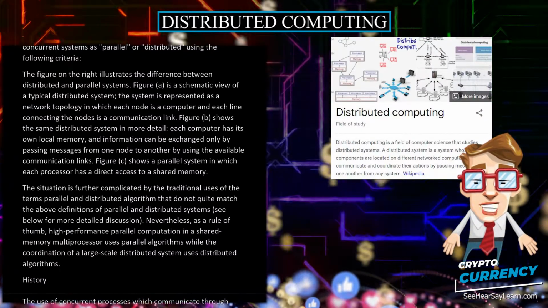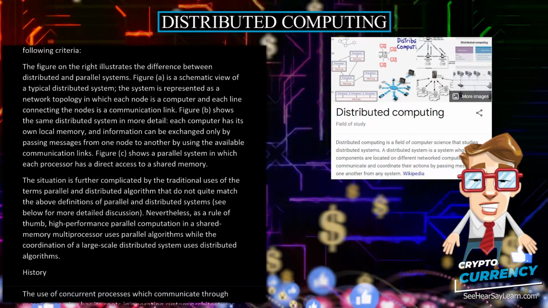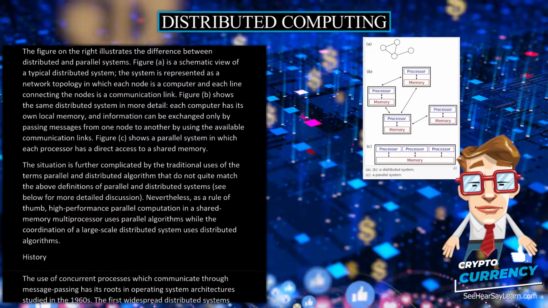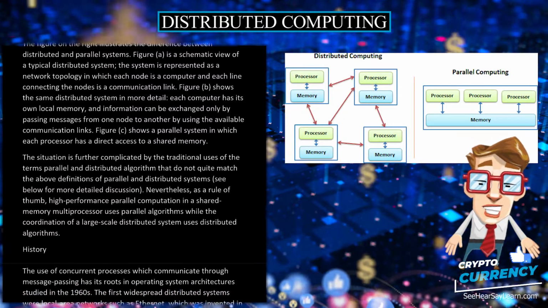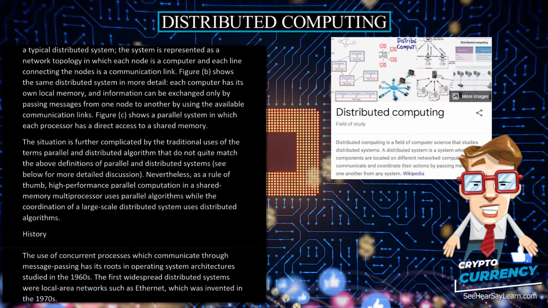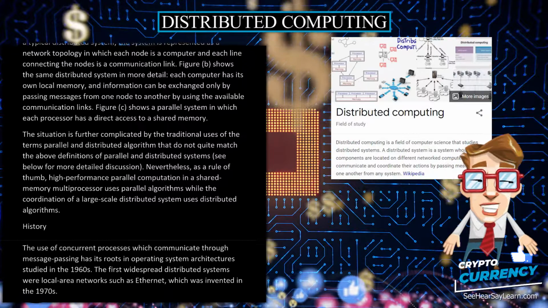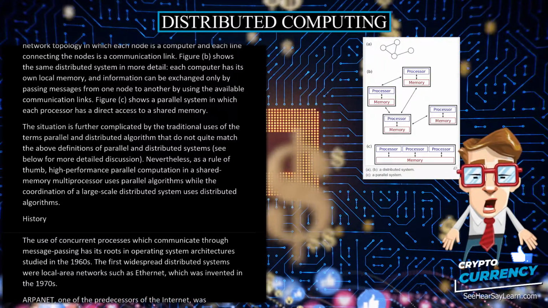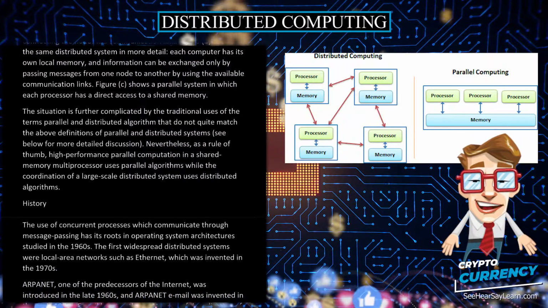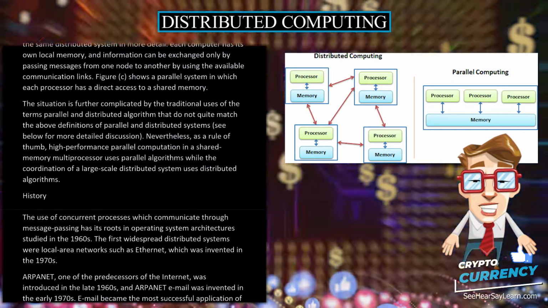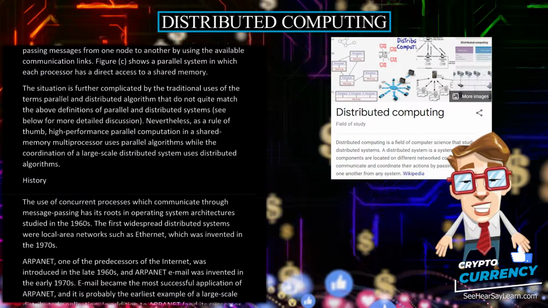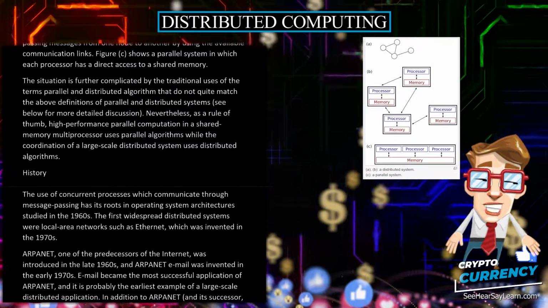Figure C shows a parallel system in which each processor has a direct access to a shared memory. The situation is further complicated by the traditional uses of the terms parallel and distributed algorithm that do not quite match the above definitions of parallel and distributed systems. See below for more detailed discussion. Nevertheless, as a rule of thumb, high-performance parallel computation in a shared memory multiprocessor uses parallel algorithms while the coordination of a large-scale distributed system uses distributed algorithms.